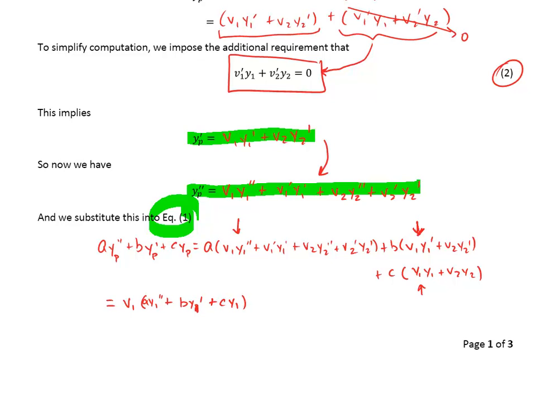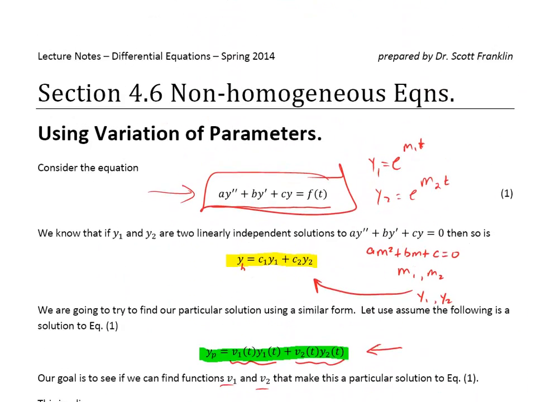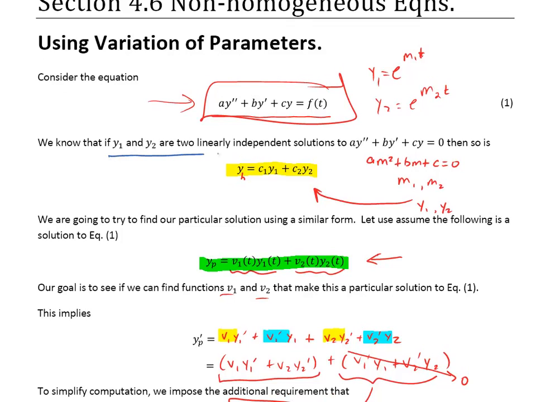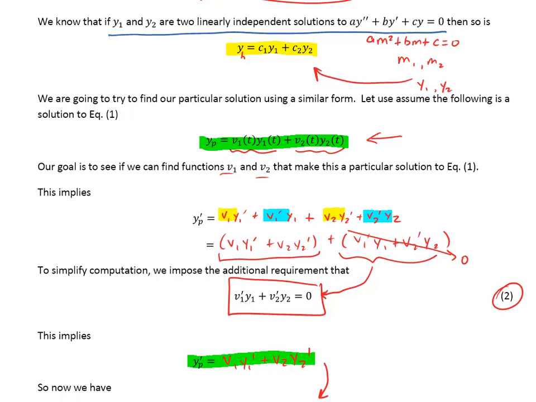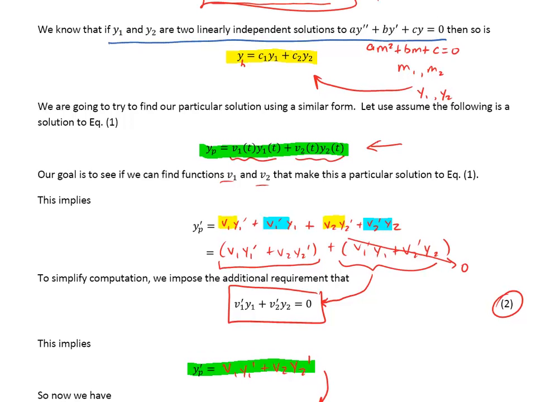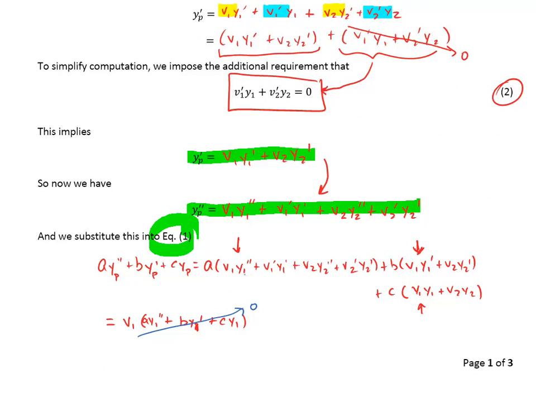And the reason why I did all that is because this now has to be 0. That has to be 0 because y1 is a solution to the homogeneous equation. Way back up here, I made this statement right here that y1 and y2 are linearly independent solutions to the homogeneous. That means if I plug in y1 with an a and a b and a c coefficient in front of it, that is a y1 double prime plus b y1 prime plus c y1 would have to be 0. Now, that took care of this term, and this term. So let's do that again now with these terms.